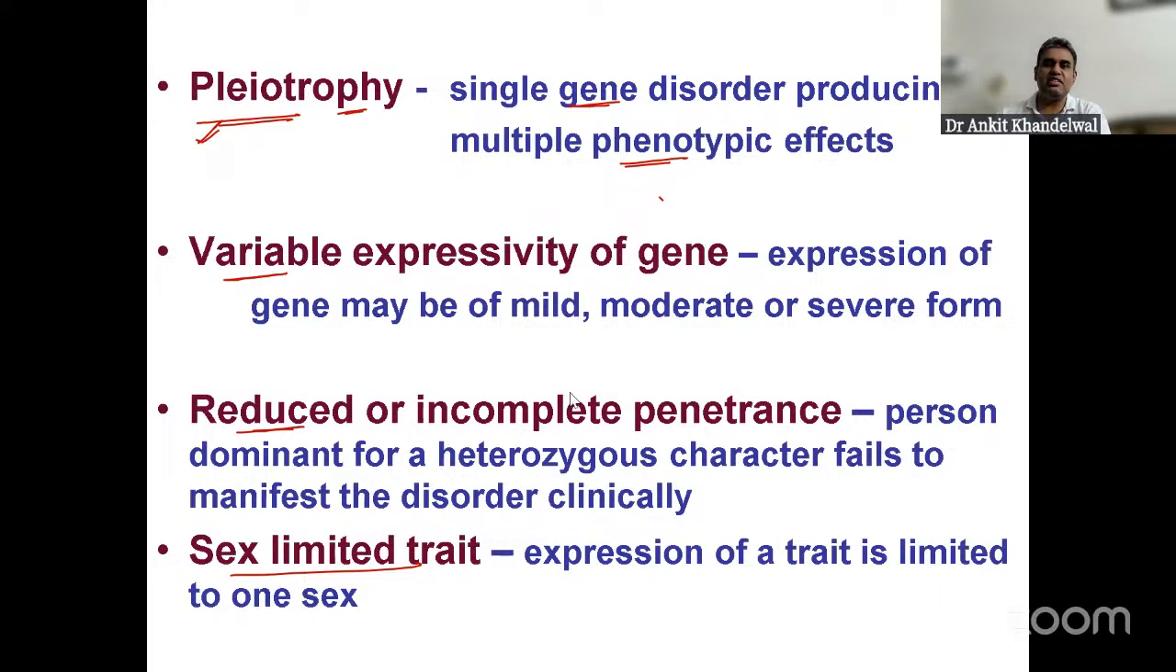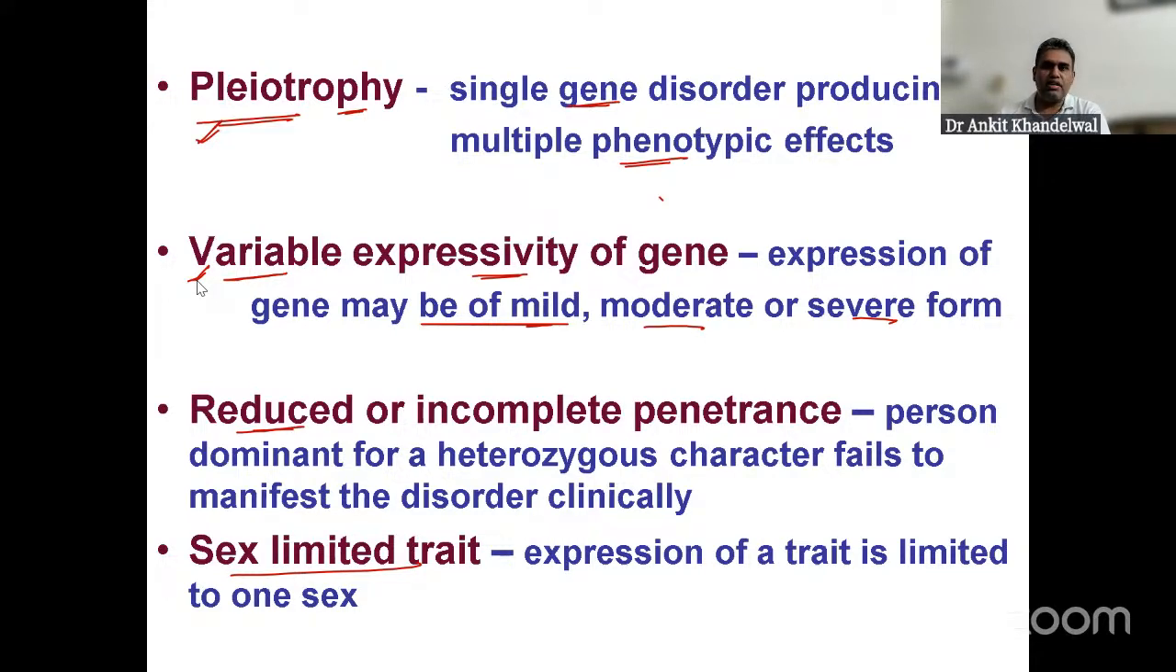Then here, variable expressivity of a gene. Expression of the gene may be mild, moderate, or severe. The same sort of genetic disorder in two individuals might not be the same. Some might be mildly affected, some might be moderately affected. So that is also pointed out as variable expressivity of a gene. Try to understand.